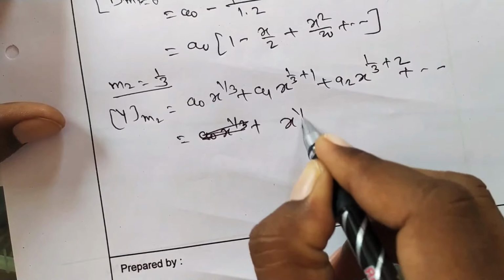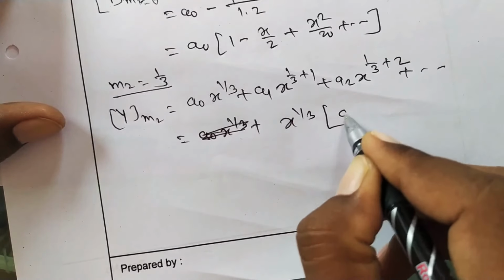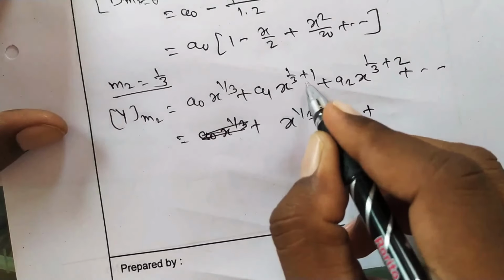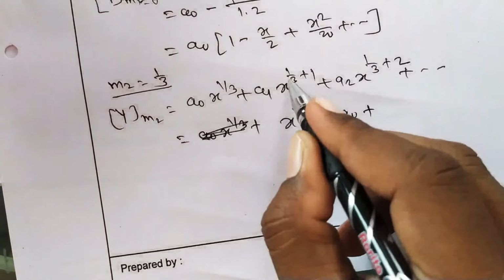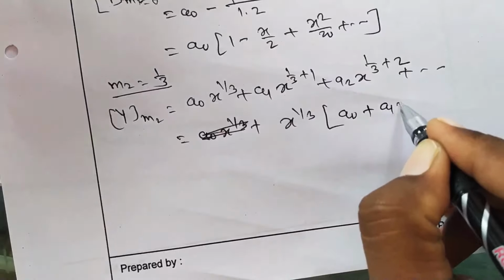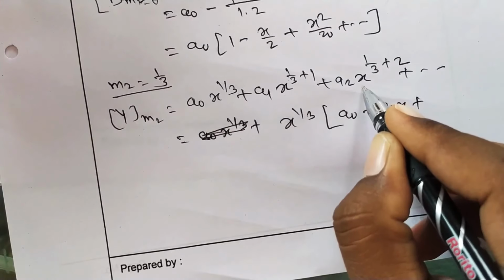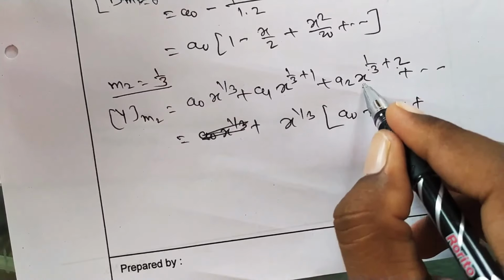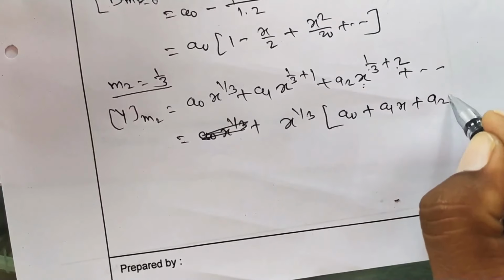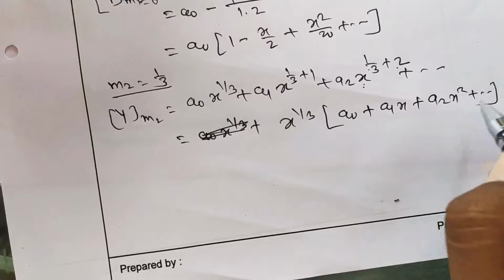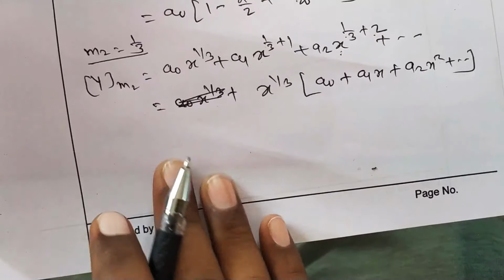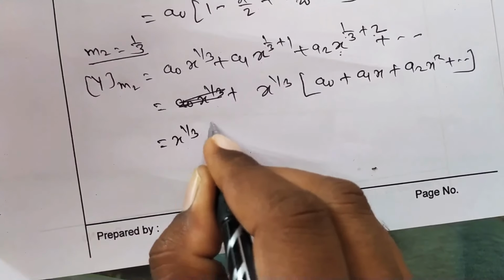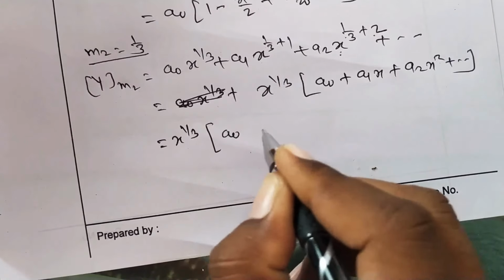from this, x raised to 1 by 3 if you take common, then a0 plus, look, x raised to 1 by 3 plus 1 we can write as x raised to 1 by 3 into x, a1x. Same here, if you take x raised to 1 by 3 plus 2, we can write x raised to 1 by 3 into x square, and if you take x raised to 1 by 3 common, a2 into x square plus so on. So put the value of a0, a1, a2 here, it is equal to x to the power 1 by 3 into bracket a0, keep as it is.